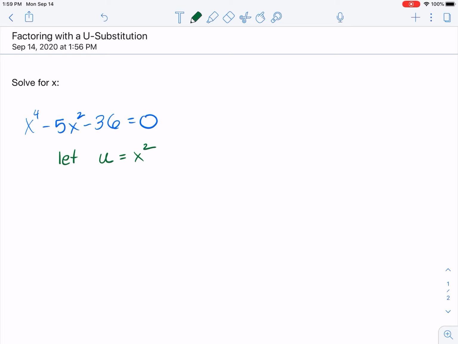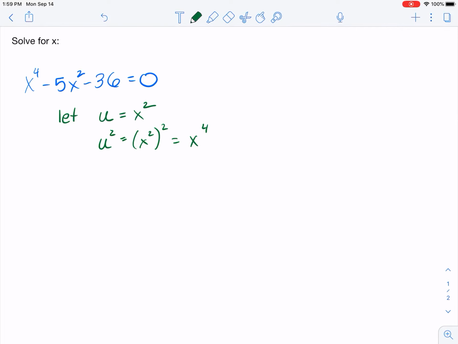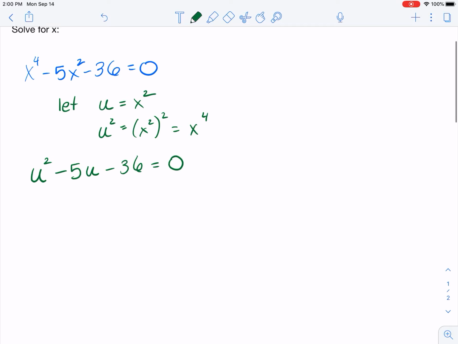If u is equal to x squared, then u squared would be equal to x squared squared, which is, of course, x to the fourth. So I can rewrite this problem in terms of u. This becomes u squared minus 5u minus 36 equals 0. This is significantly easier to factor.